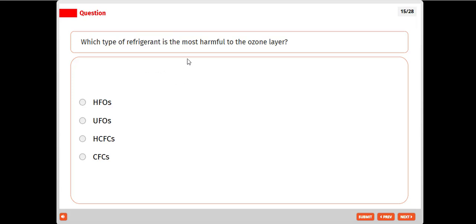Which type of refrigerant is the most harmful to the ozone layer? CFCs.